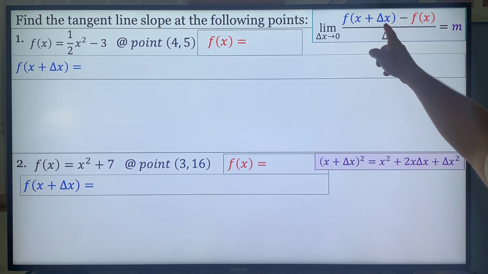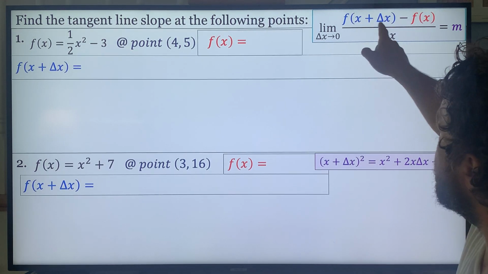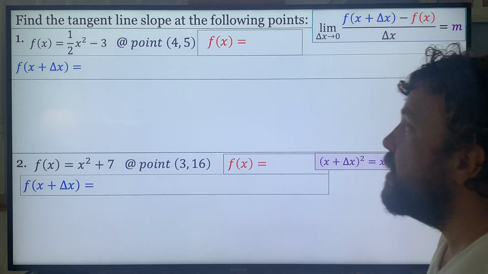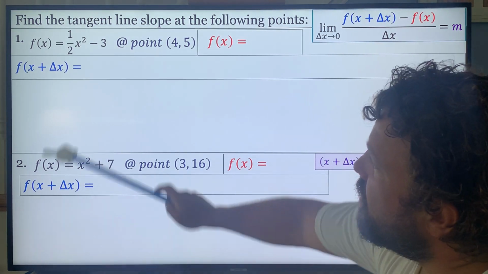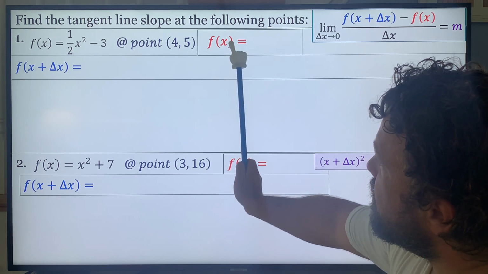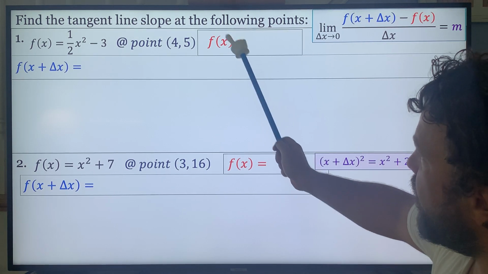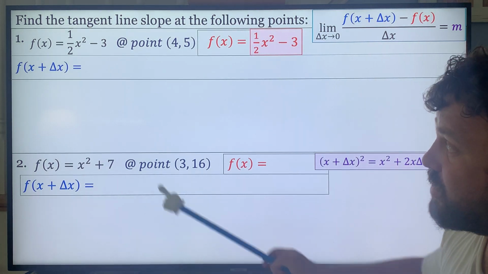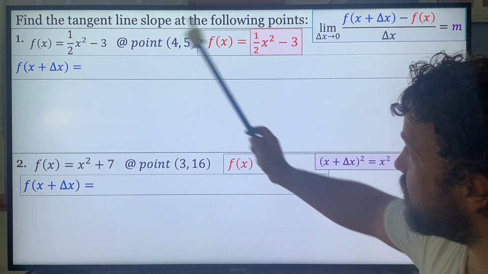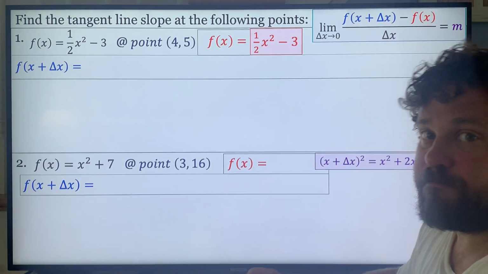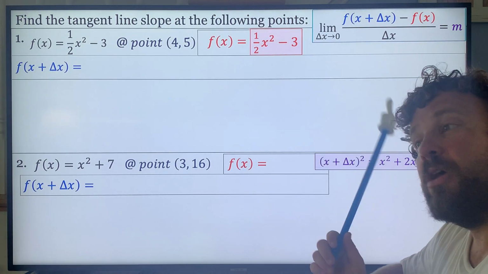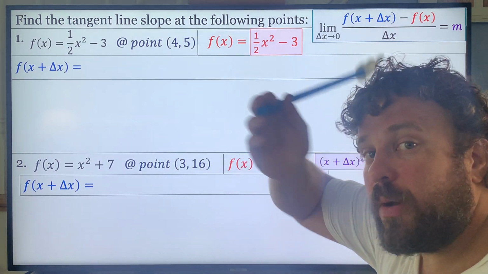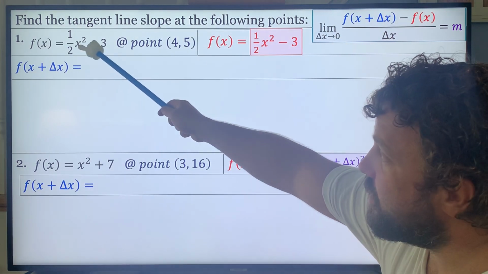So first, we're going to use our formula, f of x plus delta x minus f of x over delta x, and that's going to be your slope. First you have to find out what f of x plus delta x is, and f of x. f of x is always just given to you. It's the equation that's given. Now, f of x plus delta x: you take x plus delta x, and do you remember what to do? You plug it in for the x right here.